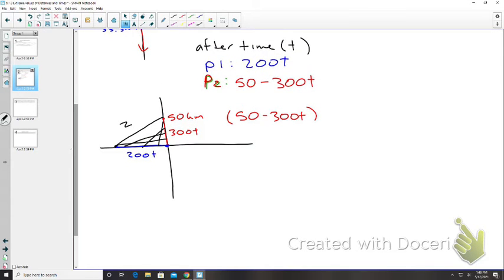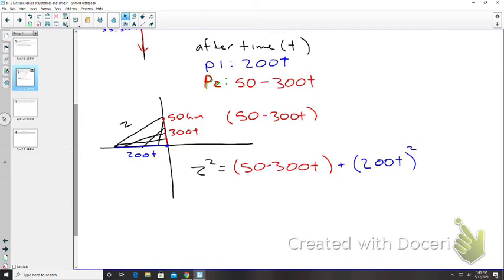Okay, so my z, which is my hypotenuse, so z squared is equal to a squared plus b squared. So what is your P2 value, or my red value? It'll be 50 minus 300t, plus the distance expression for plane 1, which is just going to be 200t. And don't forget to square these, because this is the Pythagorean theorem, right?